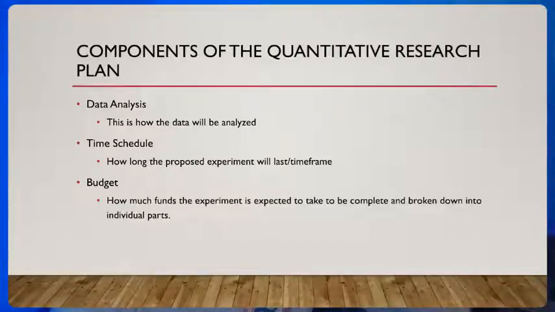So everything's broken down into a time schedule, and then the budget. This is how the funds of the experiment are expected to be spent, broken down into individual parts. So this is how much each thing is going to cost, and it's all broken down individually to show where all your expenses are going.